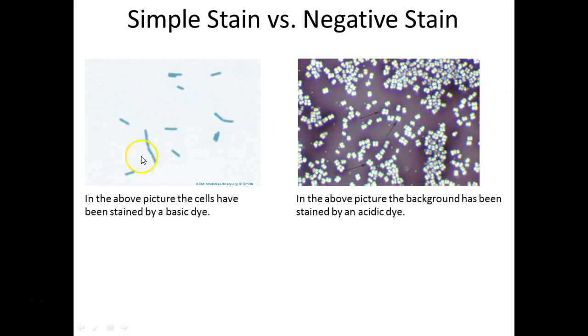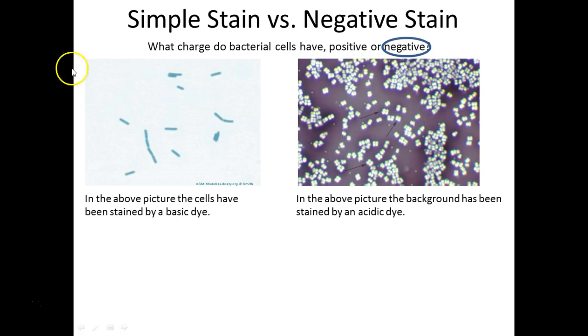We know this because the cells are stained themselves, and typically we use basic dyes. The other reason is, what charge do bacterial cells have? Negative, right? They're negatively charged. What in their cells makes them mostly negatively charged? The DNA. So they're highly negatively charged. In this picture, the cells are stained with a basic dye. Some basic dyes we use are crystal violet, methylene blue, and safranin. Just about all the dyes we have in our staining tray are basic dyes.